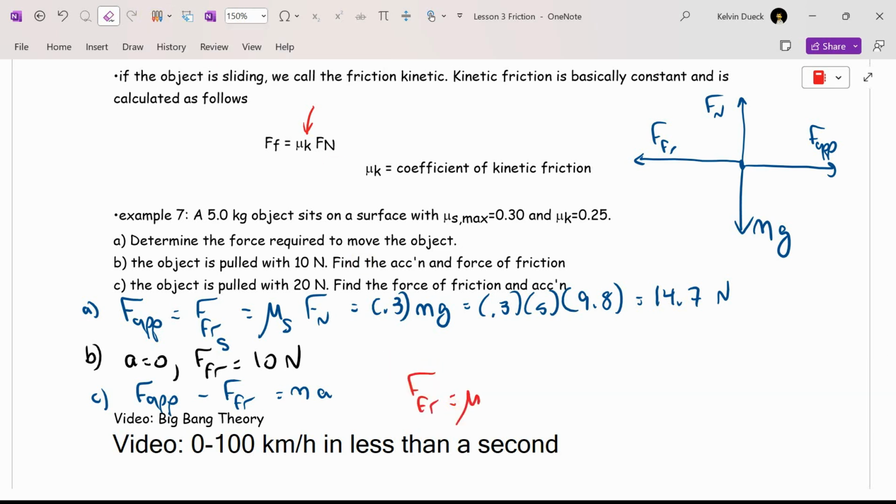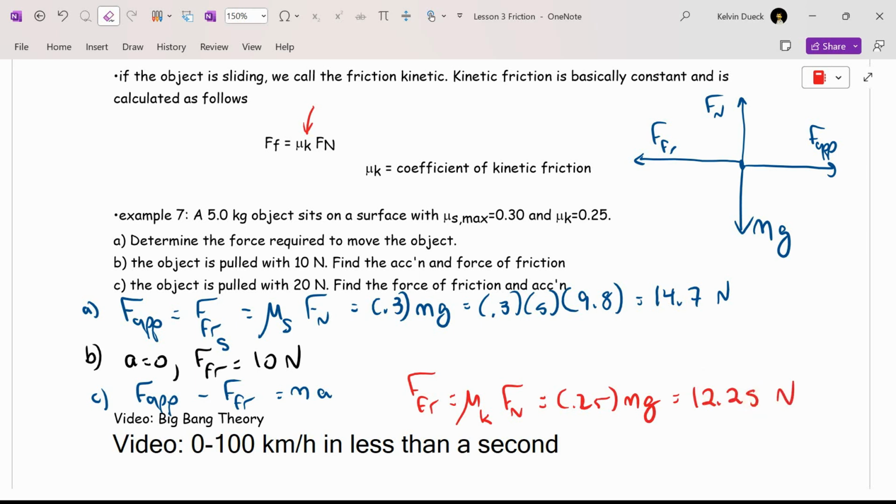is going to be mu kinetic times the normal force because it started to slide, and kinetic means moving. What's the kinetic coefficient of friction? Yeah, it's going to be 0.25 times mg. 0.25 times 5 times 9.8. What do you get? 12.25? Okay. And I'll carry that on my calculator.